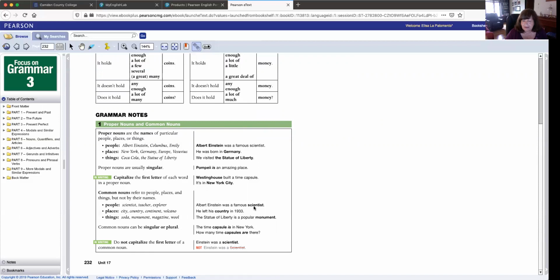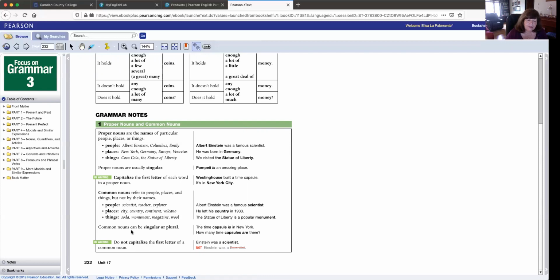Scientist, there's more than one scientist, of course, and in this case, it's just a common noun. Places: he left his country in 1933. If this said he left Germany in 1933, we would have to make a capital letter for Germany. But just the word country itself is a common noun, and there is no capital letter. And in this one, the Statue of Liberty is a popular monument, okay? Statue of Liberty, the important words are capitalized, proper noun, but the word monument is not a proper noun, so there's no capital letter.